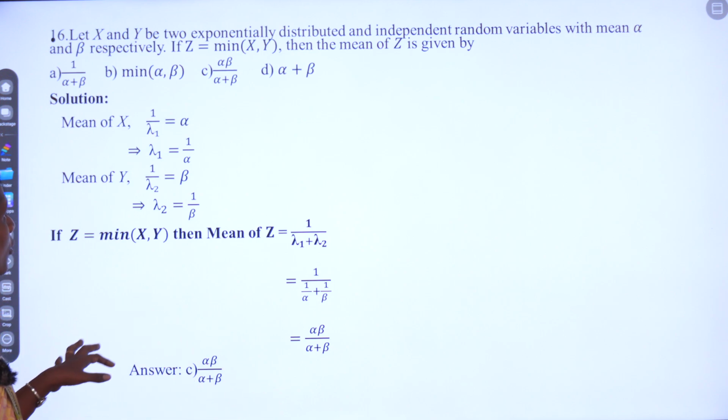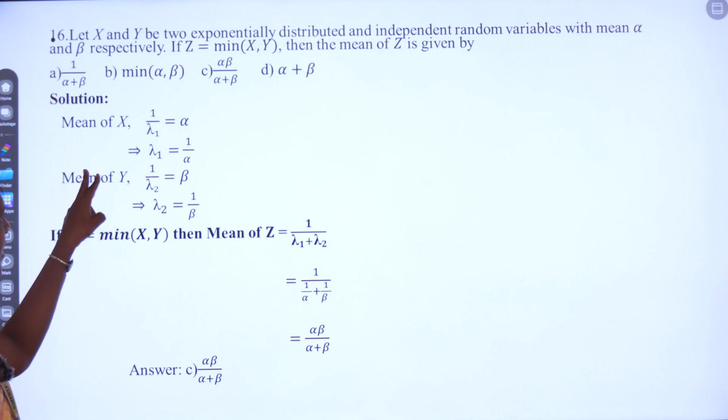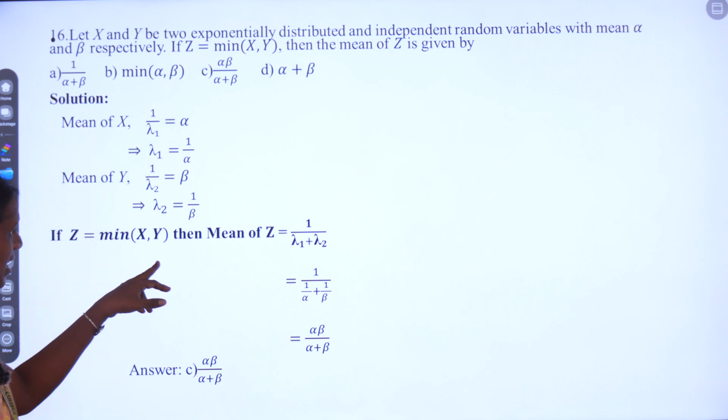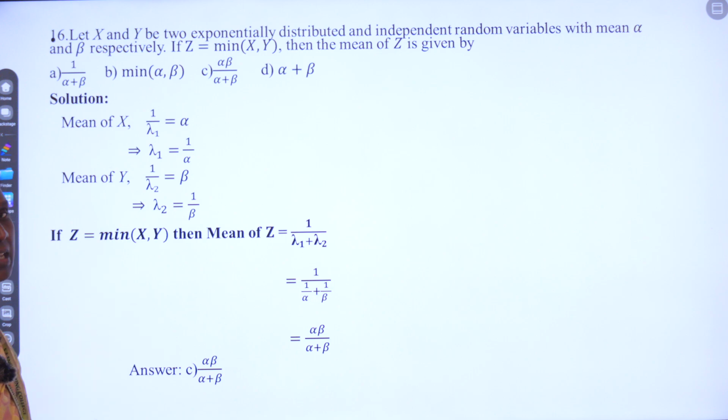So this is a very different problem. Here two random variables are given and the relation is given, and we were asked to find the mean of this relation z.